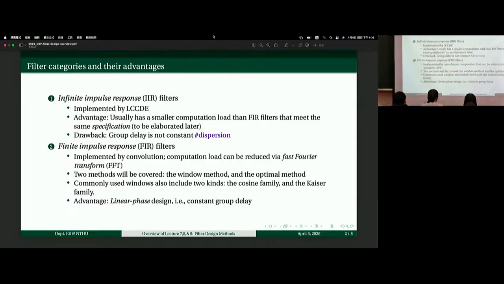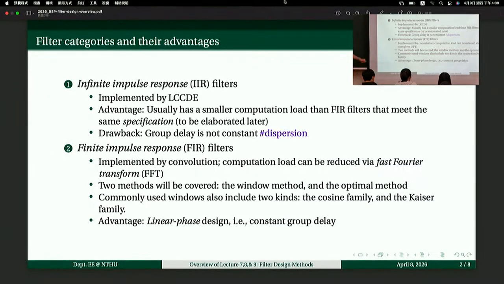And how about their advantages? The advantage of IIR, to conclude, is that it usually has a smaller computation load than FIR if they are given the same specification, meaning performance expectation. Usually IIR is computationally more efficient than FIR when we want to reach the same specification, such as low-pass filtering and so on.